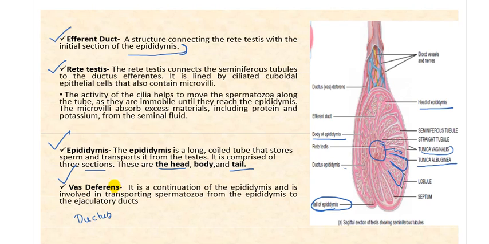Now the last one is the vas deferens. It is a continuation of the epididymis and is involved in transporting spermatozoa from the epididymis to the ejaculatory ducts. Okay, so you need to remember this very clearly, the structures, what is the function of the testis and what are these structures, what do they do. These are very important as you go through this chapter. Okay, let's move on.